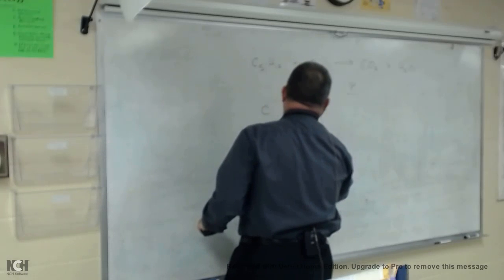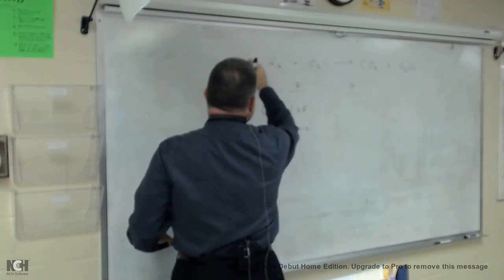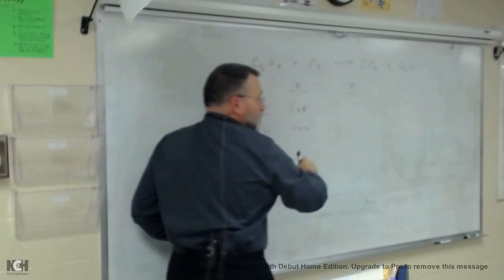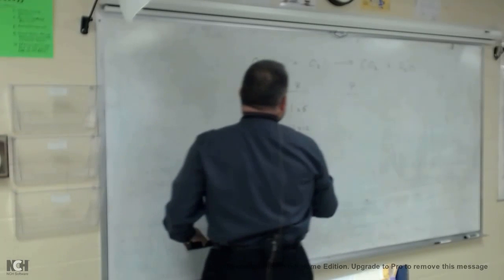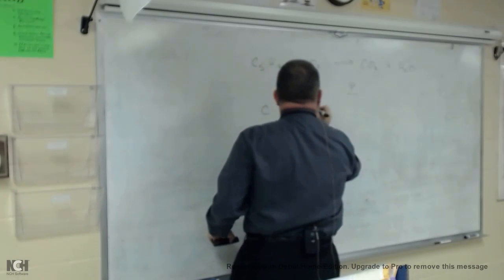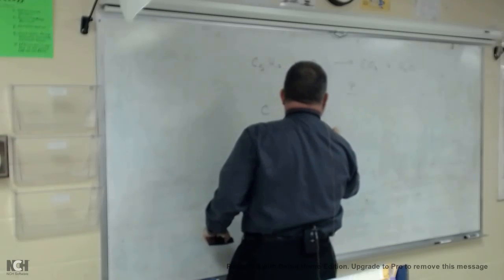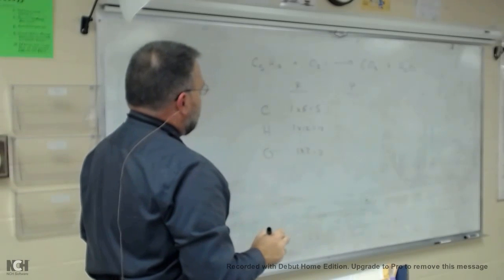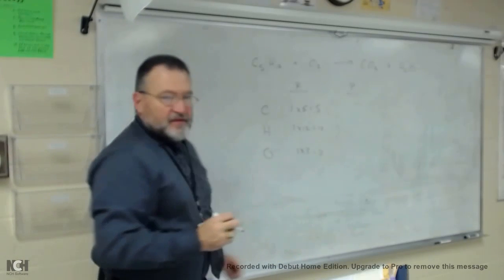1 by 12. Okay? One set of 12. Any other hydrogens? No. Oxygens. 1 by 2. One set of 2. So we've got a total of 5, 12, and 2 on the reactant side. Now let's consider the products.